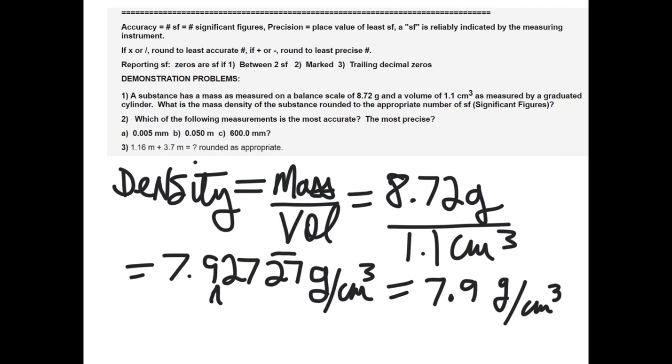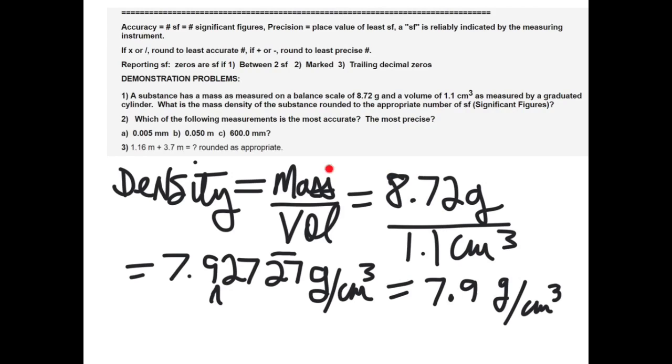For example, example 1: a substance has a mass, as measured on a balance scale, of 8.72 grams and a volume of 1.1 cubic centimeters as measured by a graduated cylinder, 2 different instruments. What is the mass density of the substance, rounded to the appropriate number of significant figures? Mass density is the mass divided by the volume. In this case, 8.72 grams divided by 1.1 cubic centimeters.